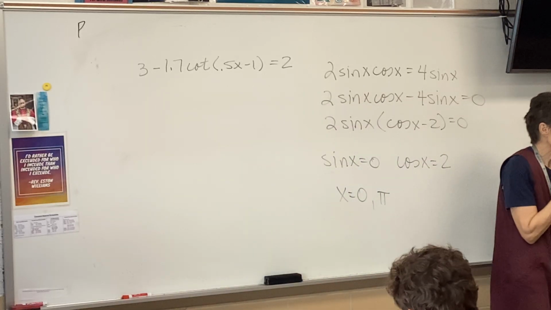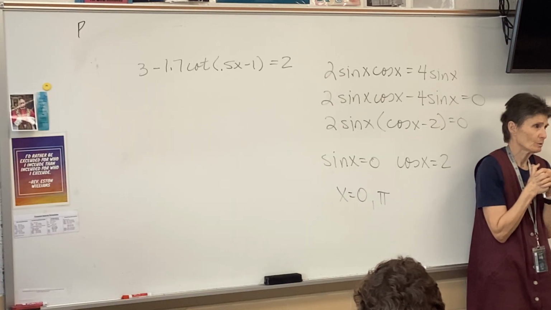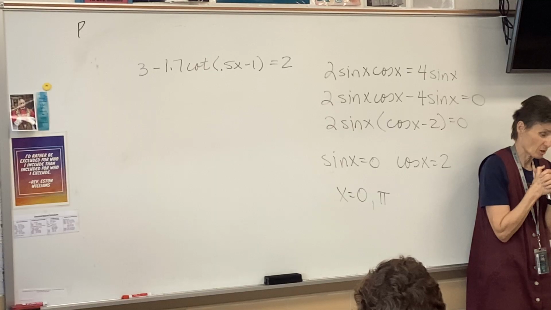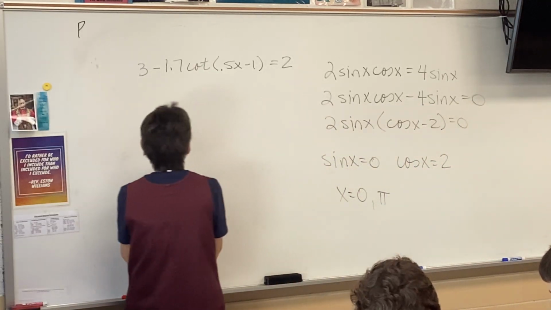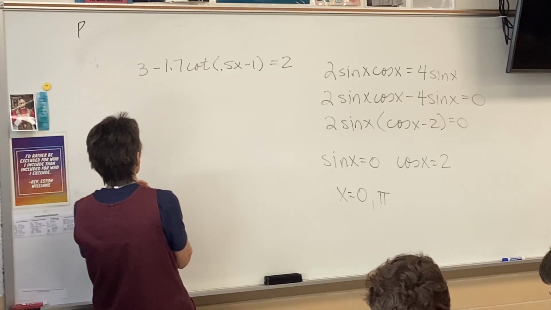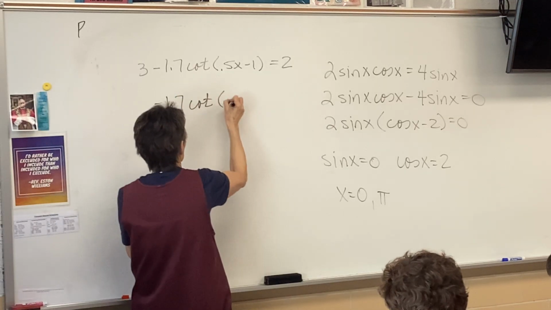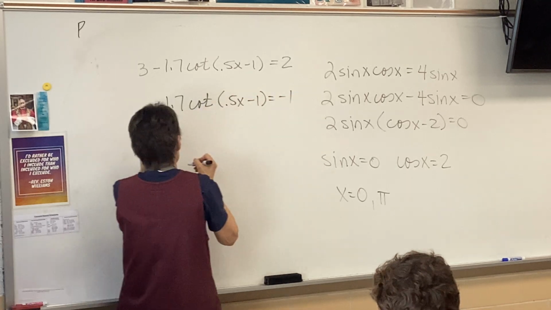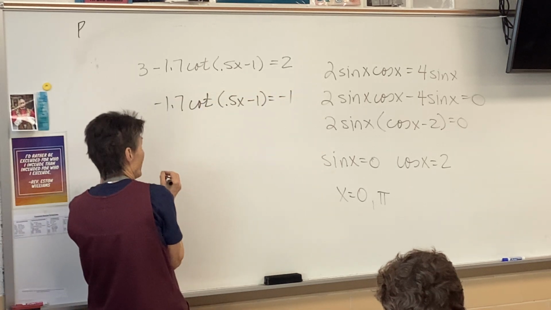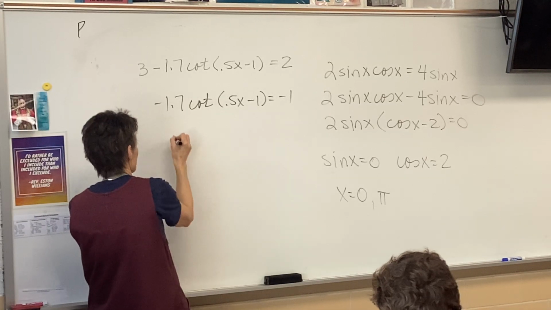Alright, so here's what we're going to do. Let's solve this equation. Eventually, we're going to have to go to our calculator, but let's see if we can get it algebraically first. So would you agree, maybe subtract 3, and divide by negative 1.7?